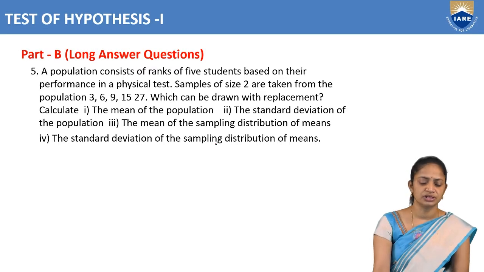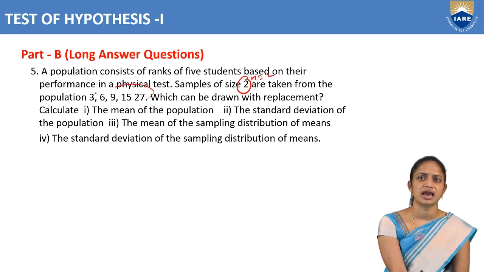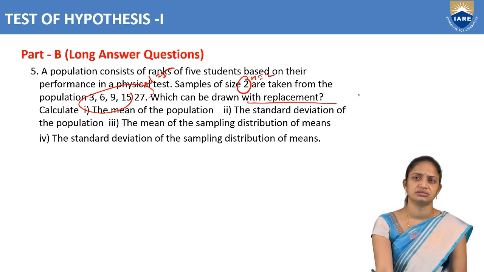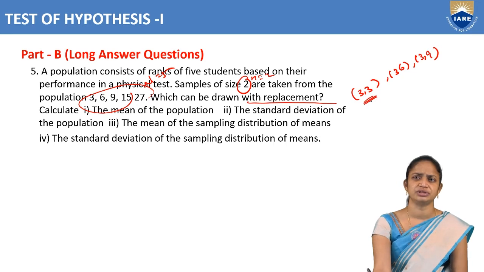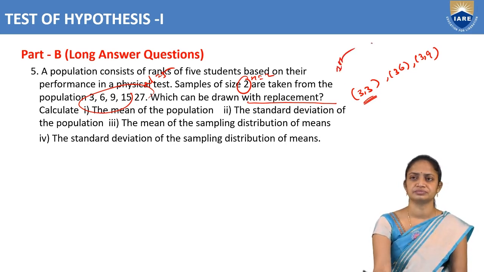So coming to the last problem, this is also the same. Here small n equal to 2 and capital N equal to 5. Here also we have to follow with replacement, with repetition. Repetitions are allowed here. So that's why we have to take 3 comma 3, 3 comma 6, 3 comma 9. Sample size is 2 now. Like that we have to take with repetition, with replacement. Same like the first problem.